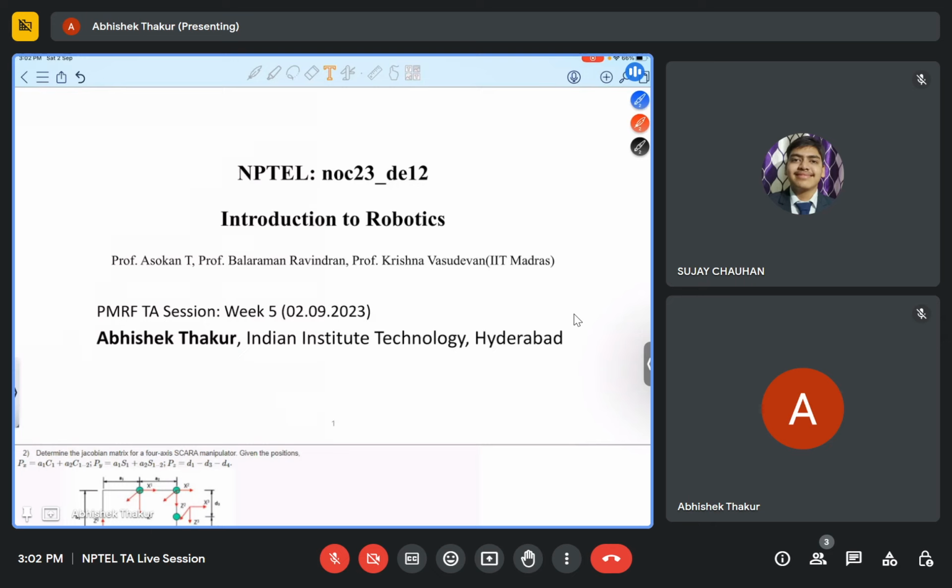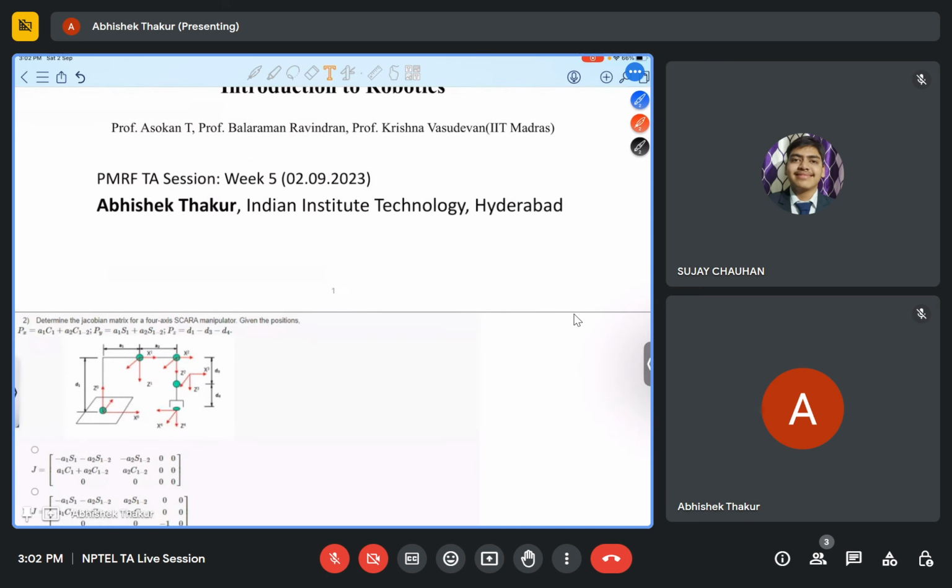So we'll start with the first question. Like here you can see that the SCARA manipulator joints are given and all the axes are defined. And in this, the position Px, Py, and Pz is also given.